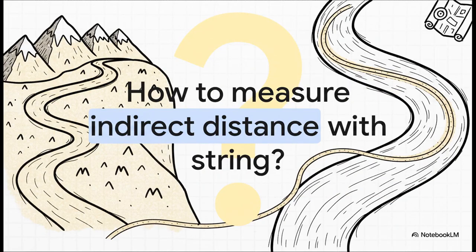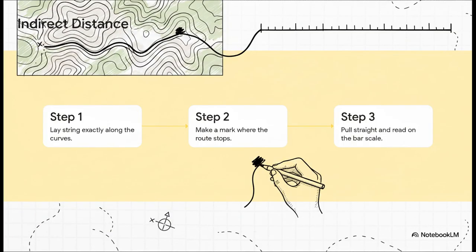But as any true explorer knows, the wild is rarely a perfectly straight line, right? That brings us to our final challenge. Question 28. Explain how you measure an indirect distance, like a winding mountain road or a twisting river, using a piece of string. This is a classic old-school field technique.